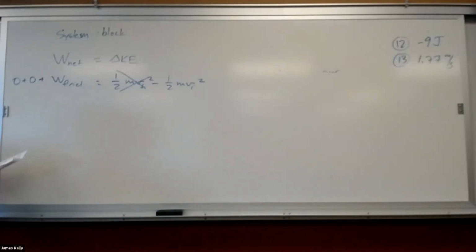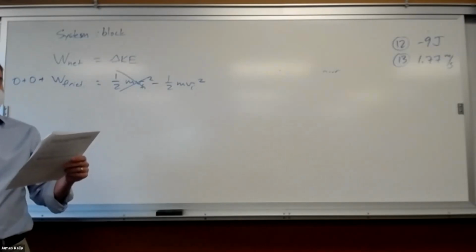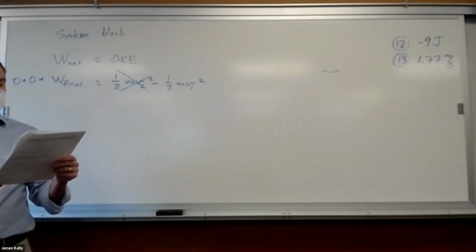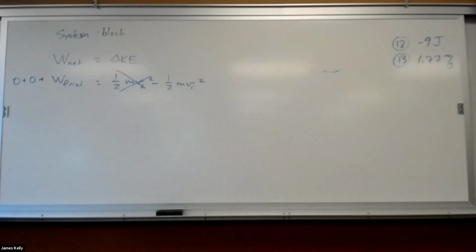What about 13, which is the same kind of setup? A 2-kilogram block is given a 3 meter per second initial push on a rough horizontal table, same coefficient of kinetic friction. Find the speed of the block after it's moved 1 meter. I guess I should ask the question, we didn't use mu k in this answer. So what would happen if I made mu k really big or really small? What would we see in the difference?